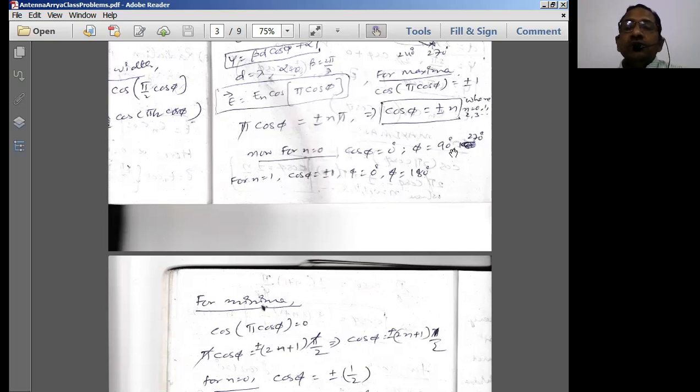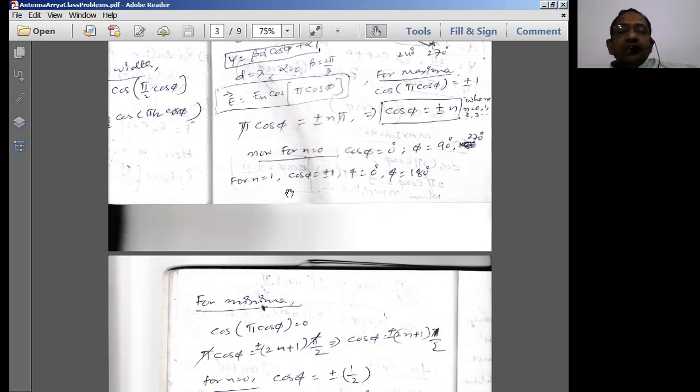For n is equal to 0, cos phi becomes equal to 0. Cos phi is 0 when phi is 90 degrees and 270 degrees. So we are going to get a maxima at phi equal to 90 and 270. Okay, don't bother about this, this is a wrong representation.